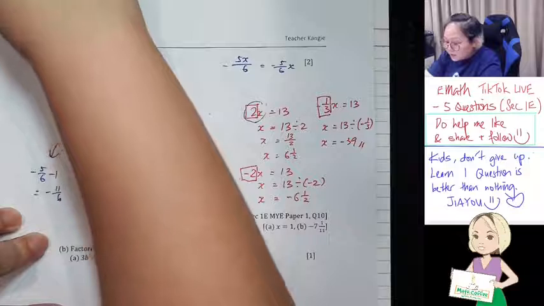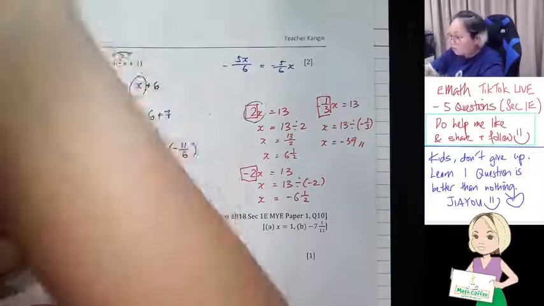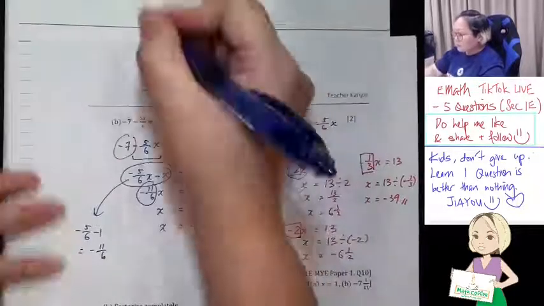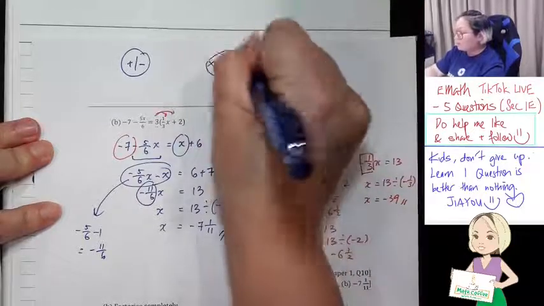Okay, kids, about the bring to the other side, why never change side? You need to understand that actually there's two sets of operation here. Plus minus is considered one set, multiply and divide is considered one set.